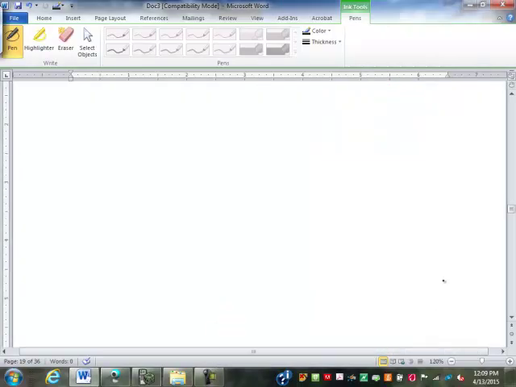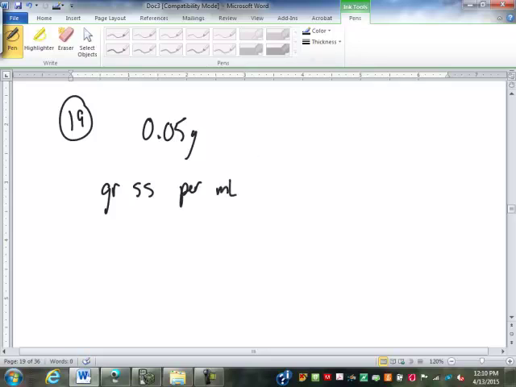So here we go on page 4, last page. Number 19. Doctor calls for phenobarbital, 0.05 grams by mouth. Phenobarbital elixir, 1/2 grain per milliliter is available. How many milliliters do we give?